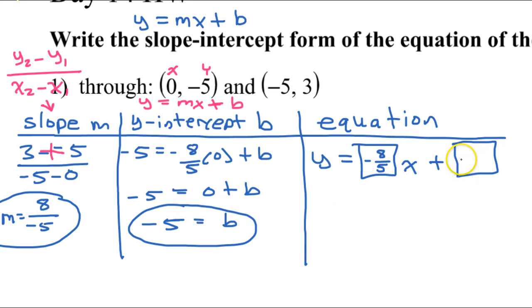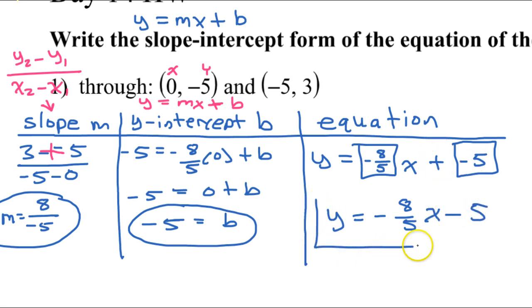So the y-intercept is negative 5, which means that the final answer is y equals negative 8/5 x minus 5. Notice I don't put plus negative 5, I just put minus 5. So this is the final answer.